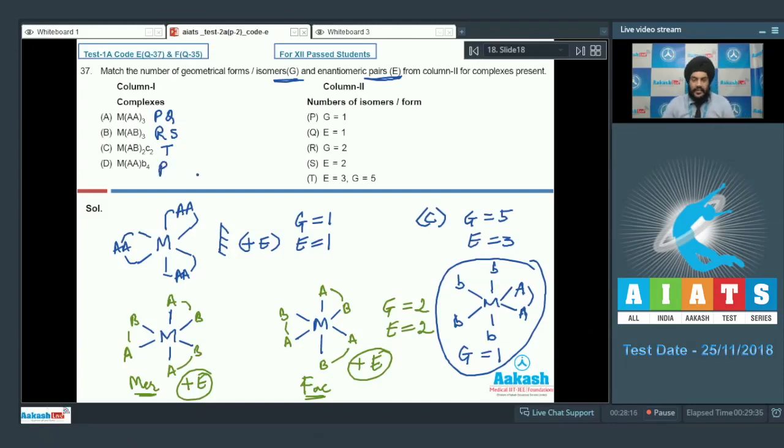So we have the correct matching for question number 37. Let us look at the next section now.